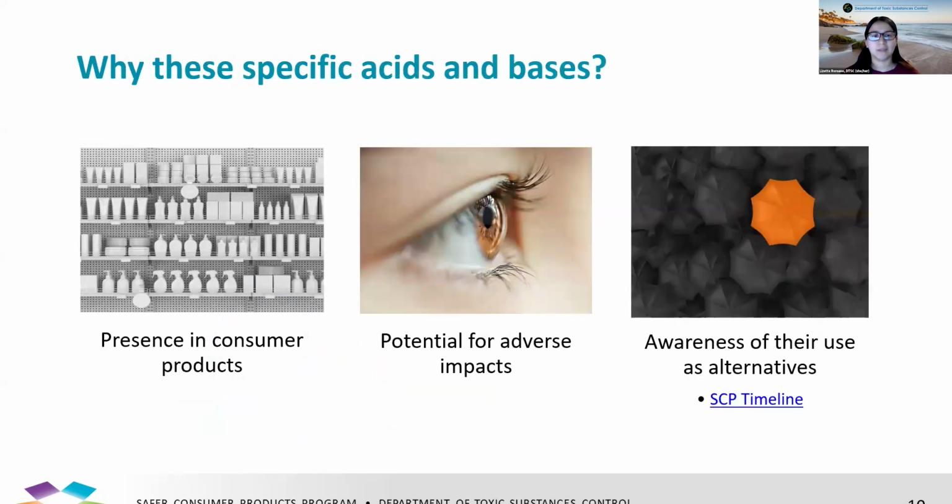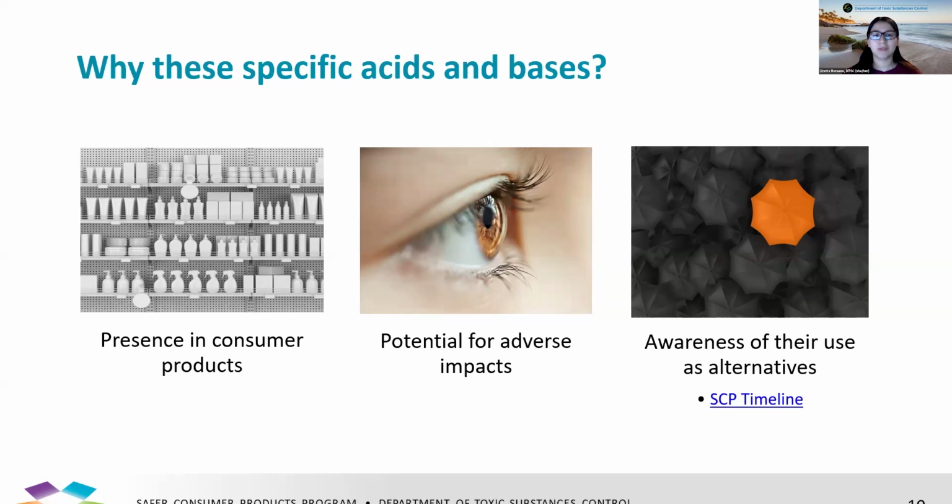To give some background, several corrosive acids and bases can be found in different types of consumer products, and they serve various purposes. Some of the products that these acids and bases can be found in include personal care and cleaning products, fragrances, textiles, and even pet care products. Some of these chemicals can cause adverse impacts to the skin, respiratory tract, and eyes, through various routes of exposures, depending on how they are used in these products. So exposure routes include inhalation, ingestion, and skin and eye contact.